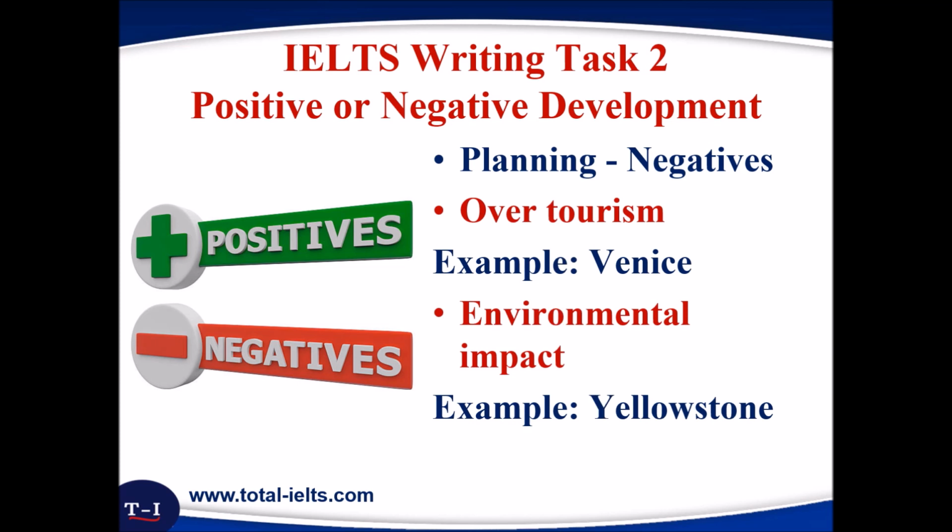For the negatives, again, I've gone for two main ideas. First negative is that it's resulted in over-tourism. And the example here is Venice, Italy, where cruise ships and tourists have swamped the city. And the second negative is the environmental impact. The example is Yellowstone National Park in the USA.